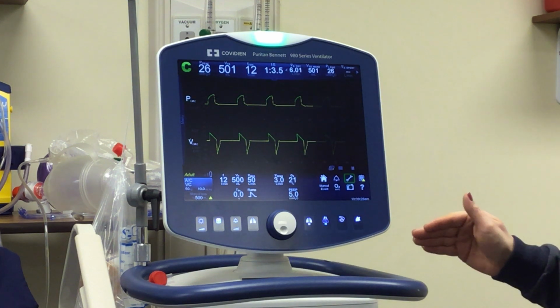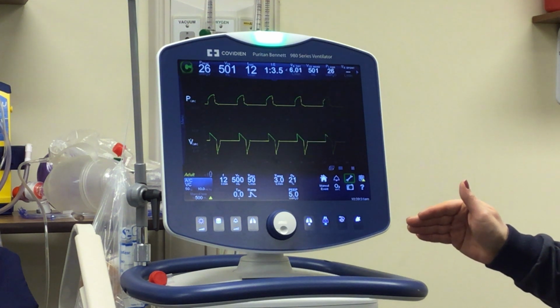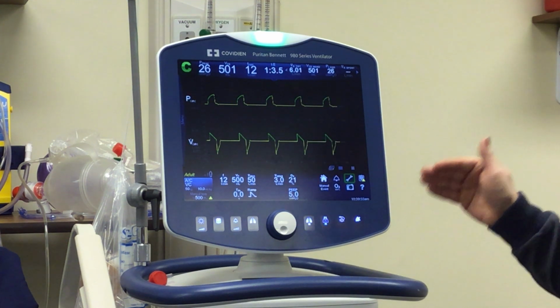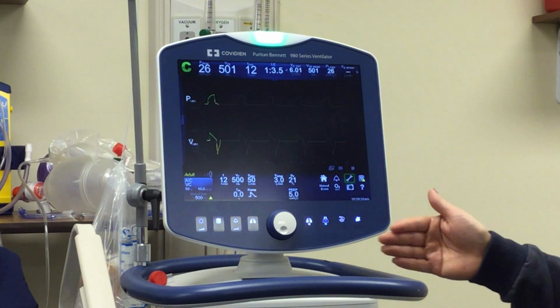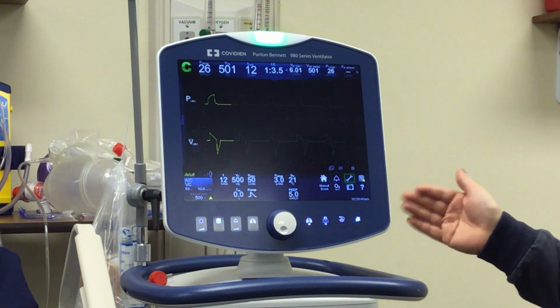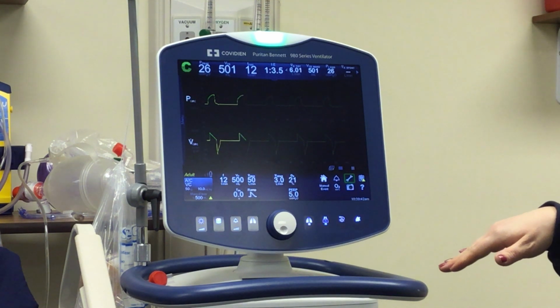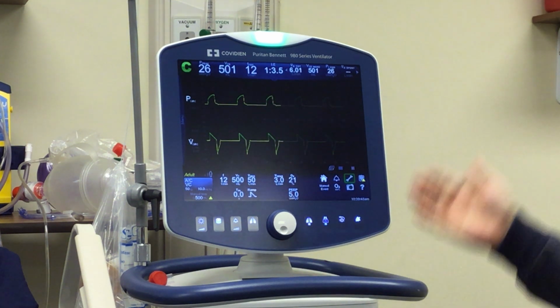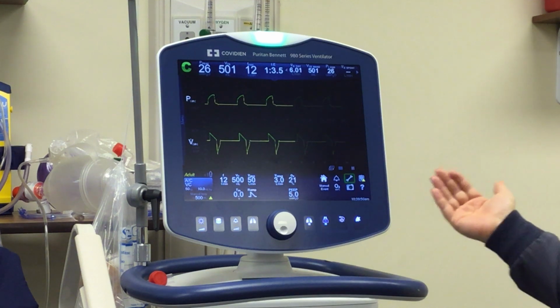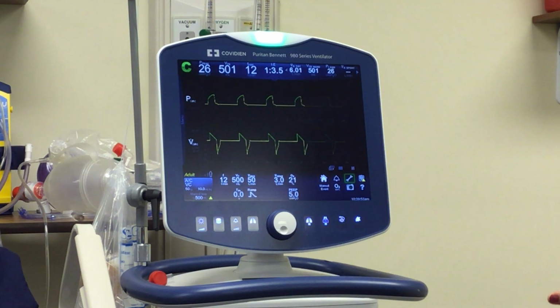AC, VC plus is sort of like a PRVC mode. In a PRVC mode, you set the pressure for your patient, you set your tidal volume for your patient, and after 3 breaths, it will adjust to accommodate the pressure, so your peak pressures wouldn't get too high for your patient. Okay. All right, can you show us how to get to the modes on the screen?